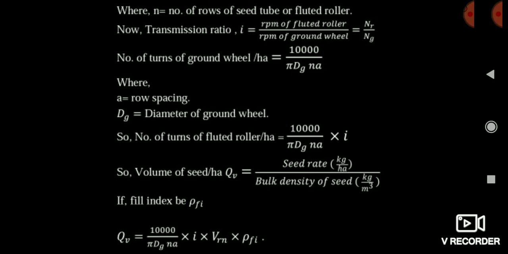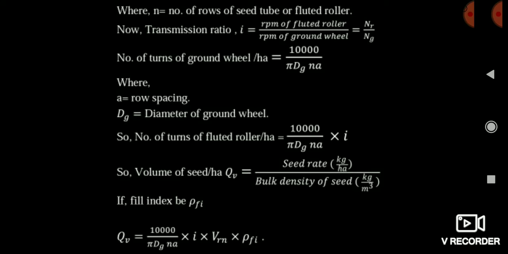See here friends, the transmission ratio I is simply the ratio of RPM of fluted roller to the RPM of ground wheel.